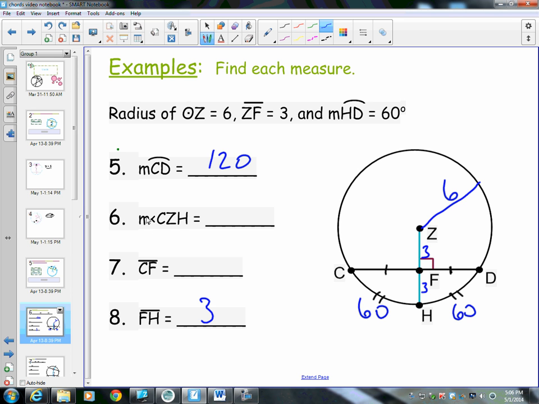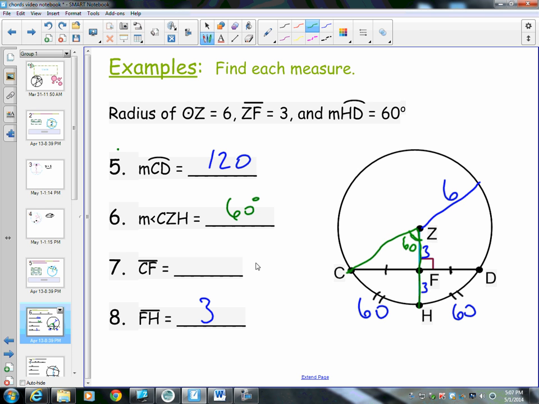Next question, number 6, is asking for the measure of angle CZH. Now, this one's not drawn for us, but C to Z, to H. That's about the best I got. I'm going to find this angle right here. A couple lessons ago, we talked about how a central angle, which CZH is because the vertex is at the center, is going to be congruent to the intercepted arc. So the arc CH is our intercepted arc. If it's 60 degrees, that means our angle is 60 degrees.